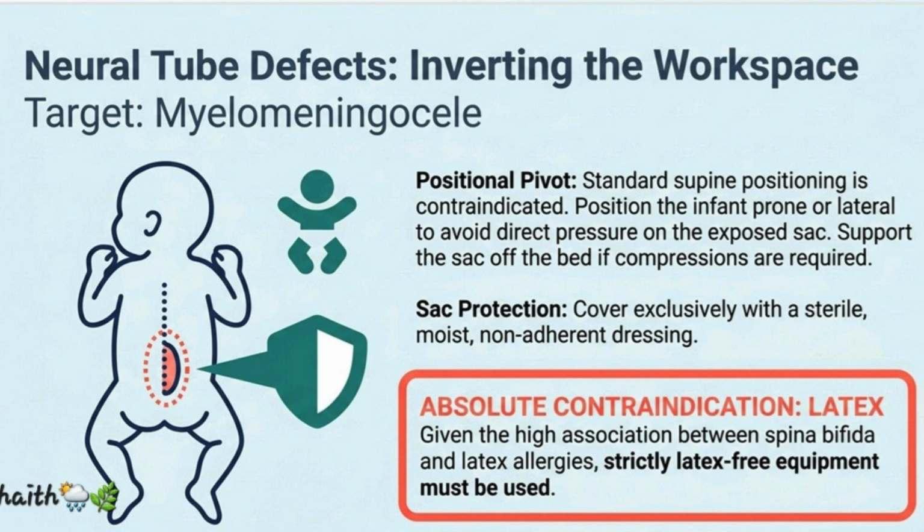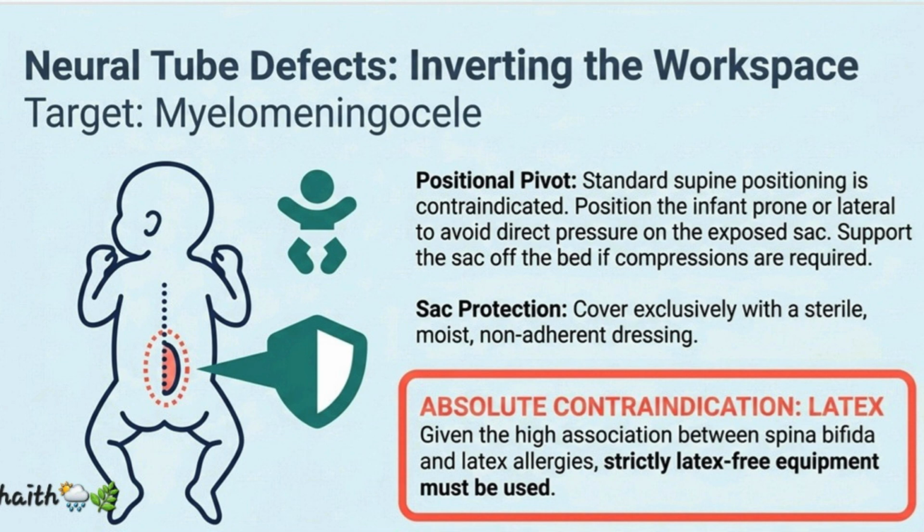Myelomeningocele requires us to invert our usual resuscitation workspace, because the defect is on the back, not the front. The positional pivot: standard supine positioning is contraindicated. Position the infant prone or lateral to avoid any direct pressure on the exposed sac. If chest compressions become necessary, the sac needs to be supported off the bed rather than compressed against it.